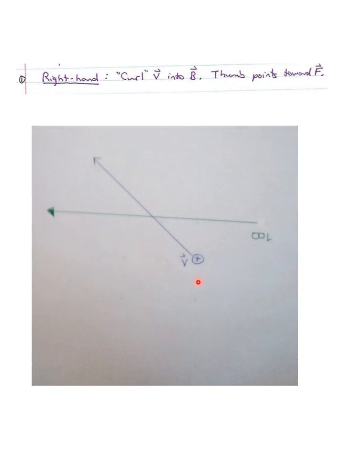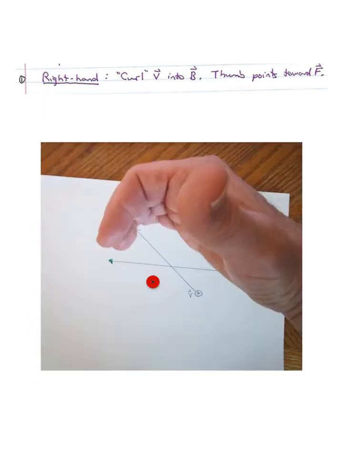I'm going to show you pictures of me doing this, curling my fingers from V into B. So first of all, you need your right hand. Now there's the same picture. And I'm curling, my fingers go from V into B, and my thumb points out of the page towards the camera. And so there I've drawn the force. It's coming out of the page.